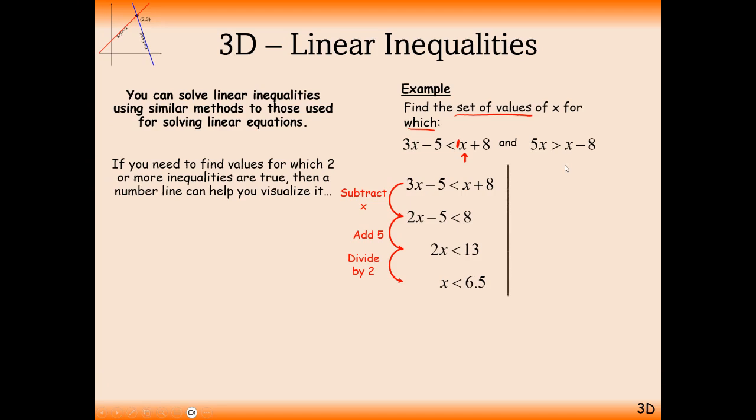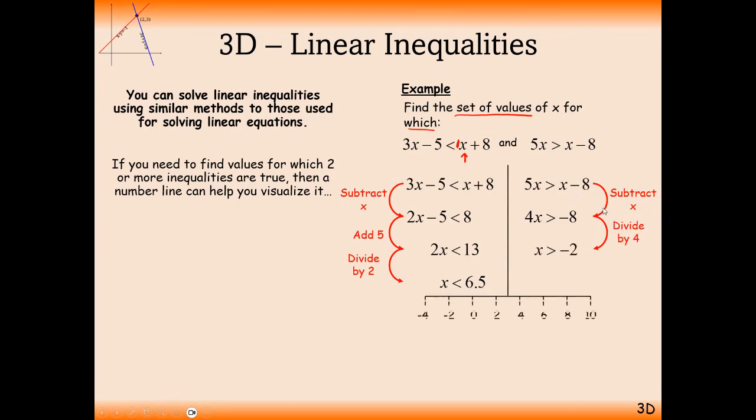The other inequality, draw a vertical line and solve that, subtracting x from both sides and dividing by 4. Now, what are the values of x that satisfy both the left inequality and the right inequality? X is less than 6.5 are all of these values.